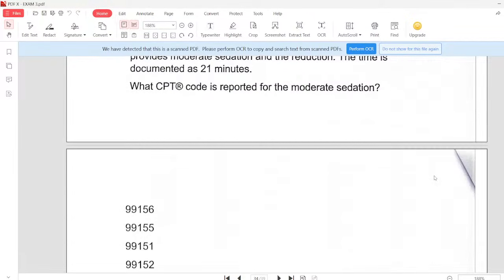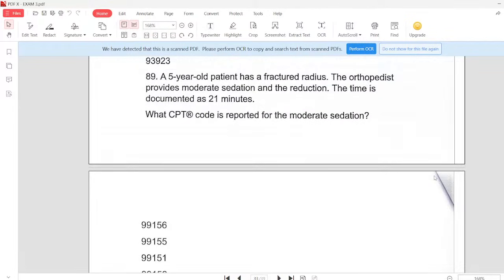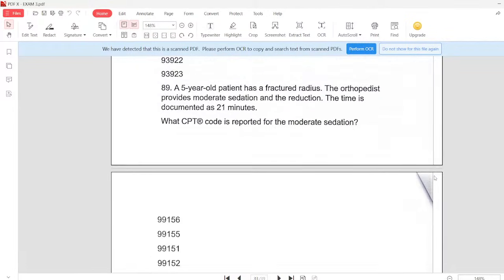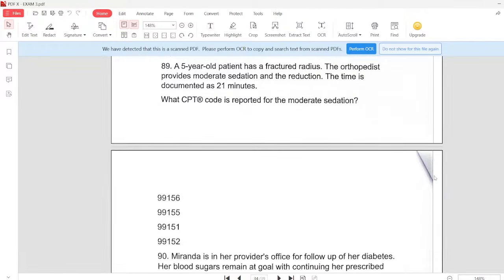89. A 5-year-old patient has a fractured radius. The orthopedist provides moderate sedation and the reduction. The time is documented as 21 minutes. So what is the CPT code for this moderate sedation? Actually, it is very easy to find.